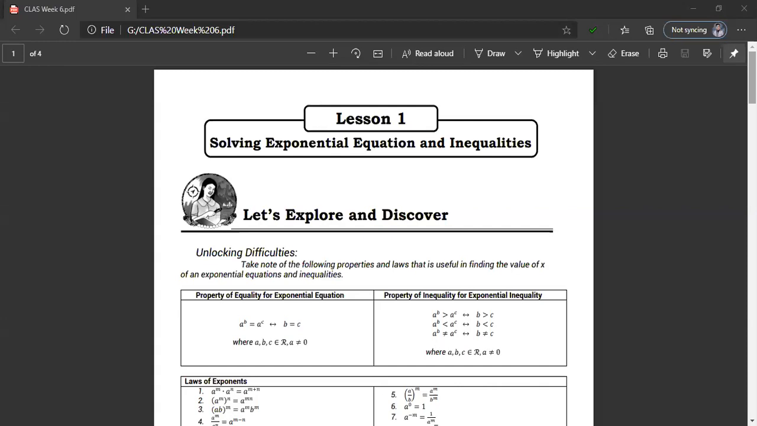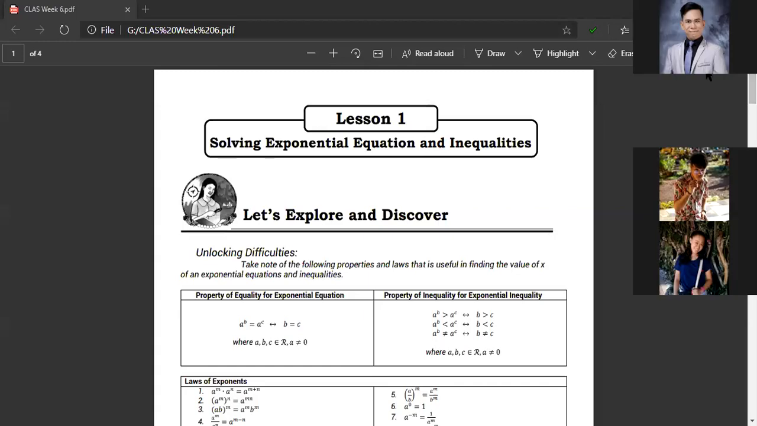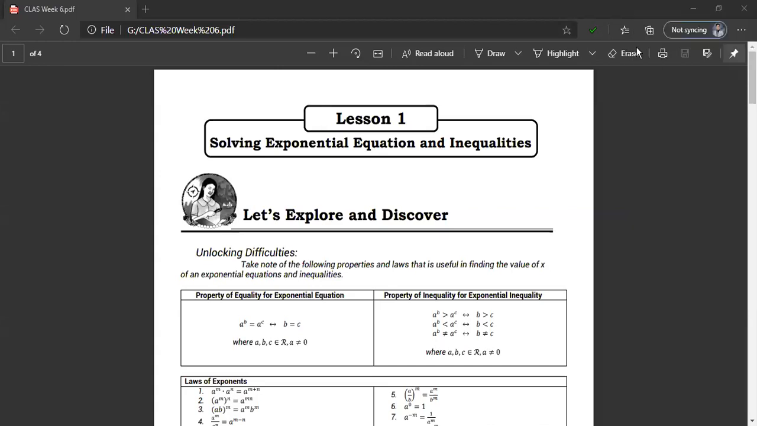Actually, class, we call this the contextualized learning activity sheet. Di kasi siya generic, ako lang yung gumawa. Kasi di ba may module tayo, and I see that the module is bulky, tapos may activities naman doon na hindi natin ginagawa. So I discarded some of the activities and topics that I think are not so necessary to discuss.